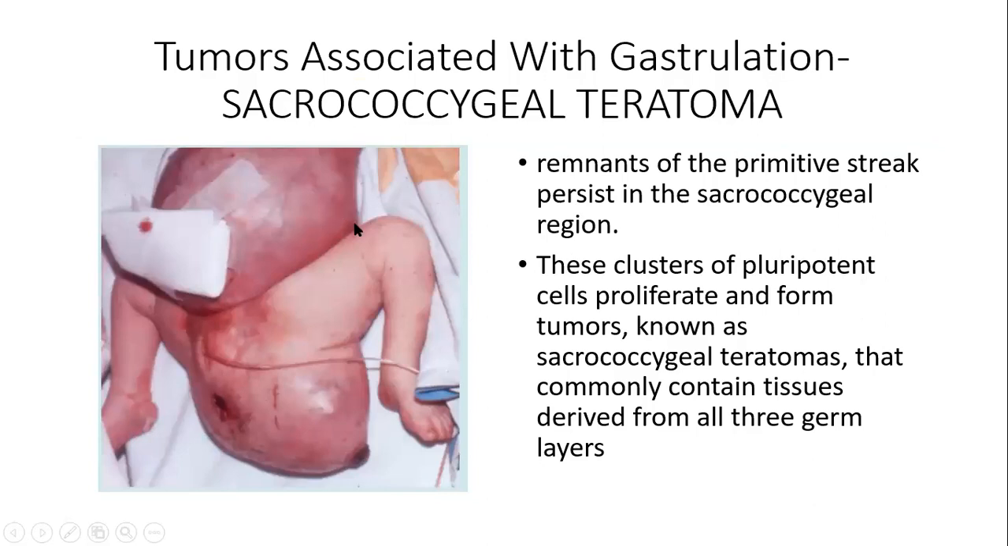Then there are certain tumors which are associated with gastrulation, that is sacrococcygeal teratoma. If the primitive streak fails to regress by the 25th day, it may persist in the sacrococcygeal region. This consists of clusters of pluripotent cells, so it may give rise to a tumor known as sacrococcygeal teratoma, and these are the most common tumors of newborn infants.